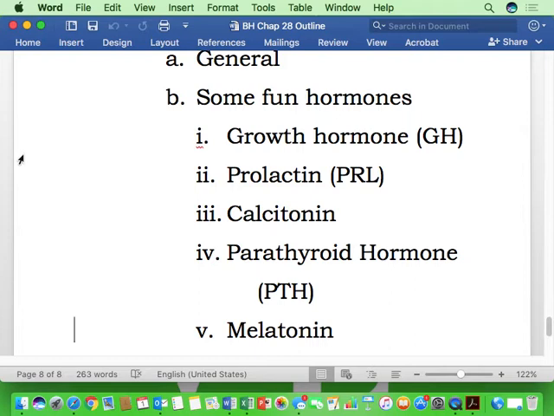Melatonin. Melatonin is produced by the pineal gland. And remember, the pineal gland is our third eye. So melatonin is produced in response to light levels, and it helps to regulate our circadian rhythm. So when it starts to get dark, our bodies start producing melatonin, which makes us sleepy.